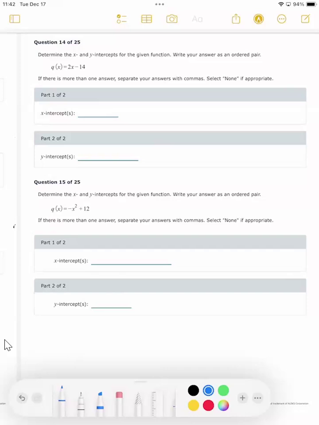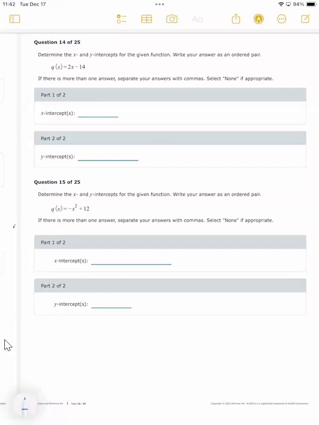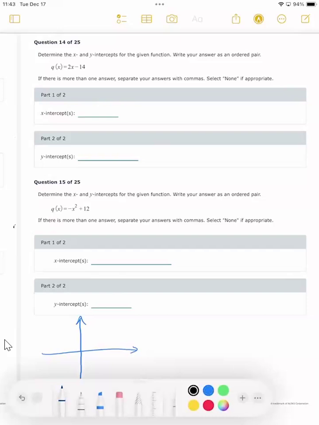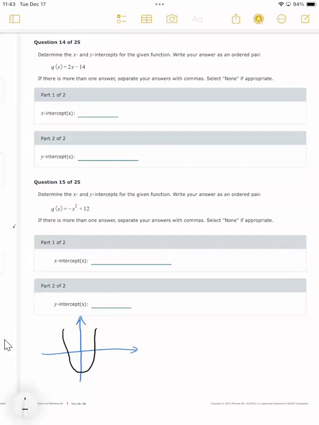First, I just want to go over some graphs and show you what x and y intercept mean, even though you don't know how to graph the functions that I'm going to show. I just want you to see what it is. So let's say I have a graph that looks like this. This is a parabola. It looks like a U, the black graph.